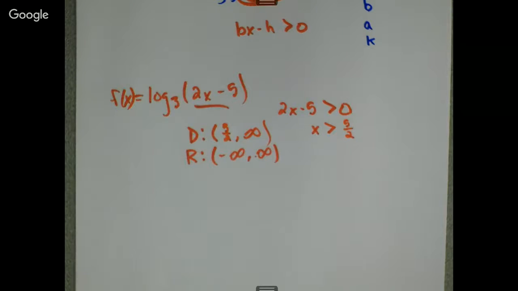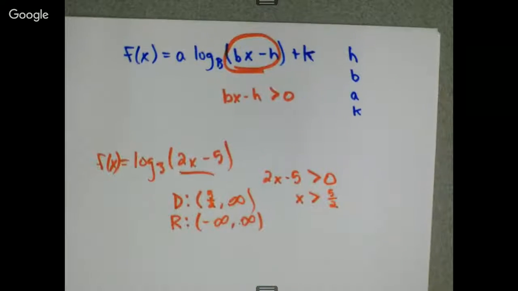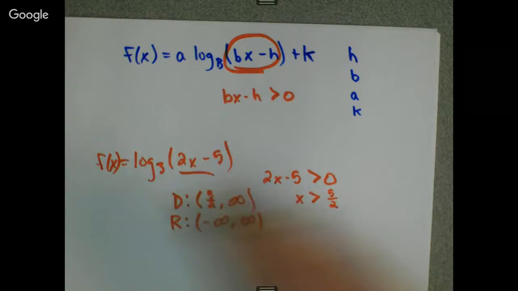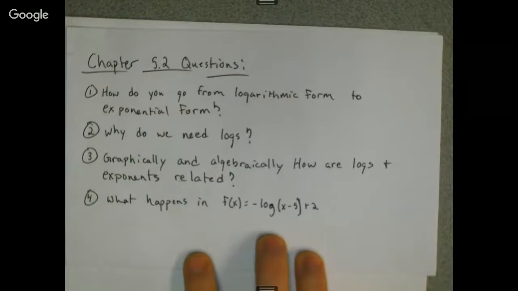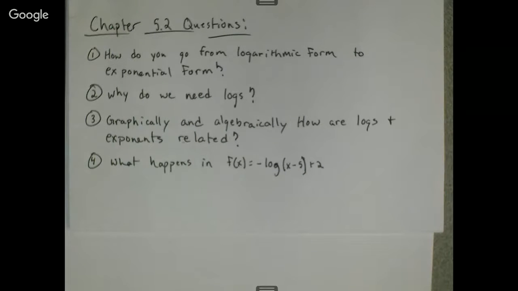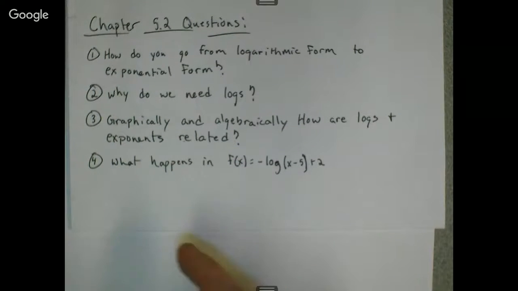So again, practice knowing this up, down, left, right, stretch, shrink. That basically sums it up. We'll have some application problems we'll discuss in class. So here are your 4 questions. How do you go from logarithmic to exponential form? Why do we need logs? Graphically and algebraically, how are logs and exponents related? And what happens in this logarithmic function? That's like, what's the parent function? How does it get shifted?